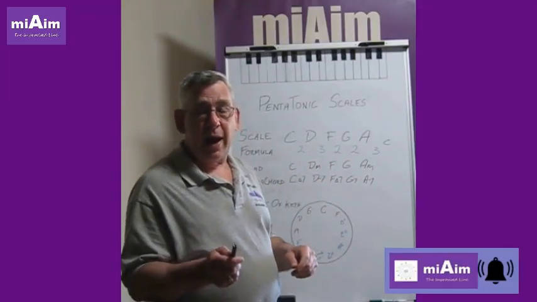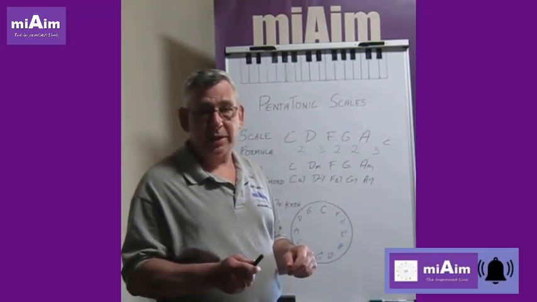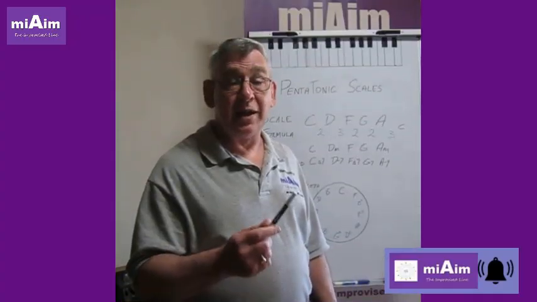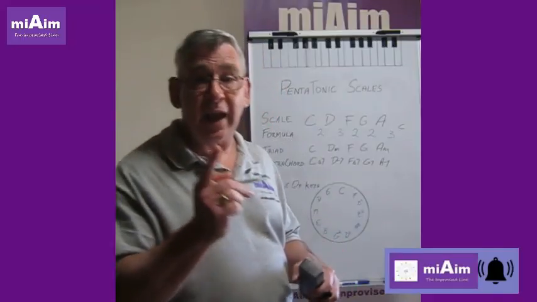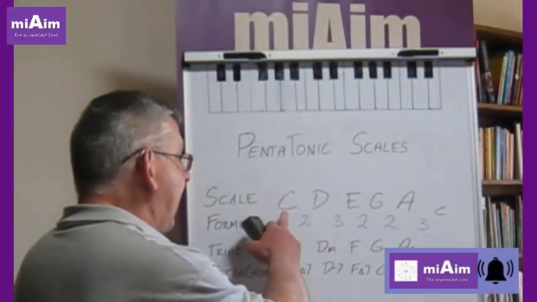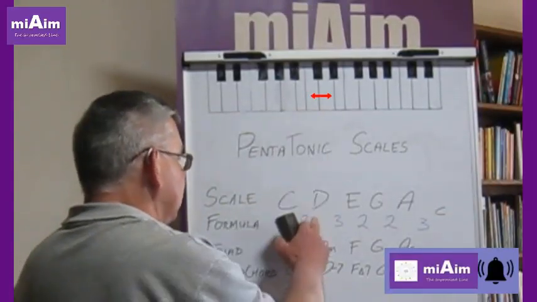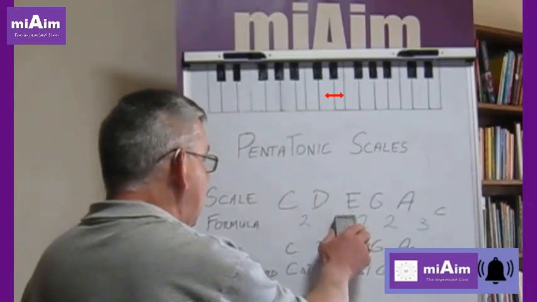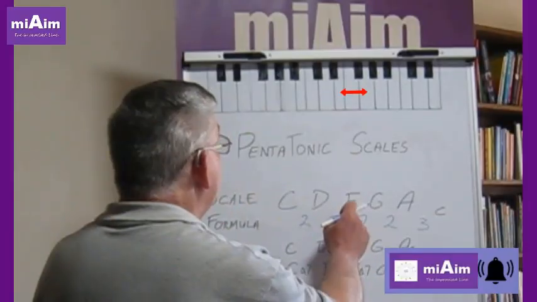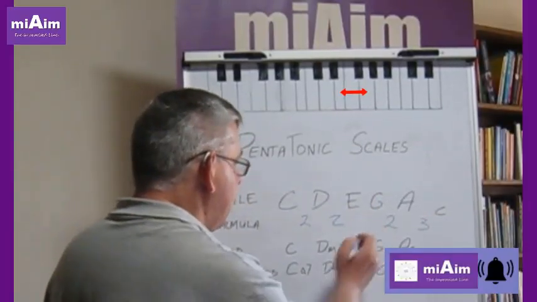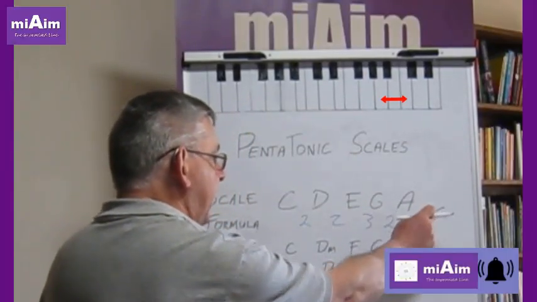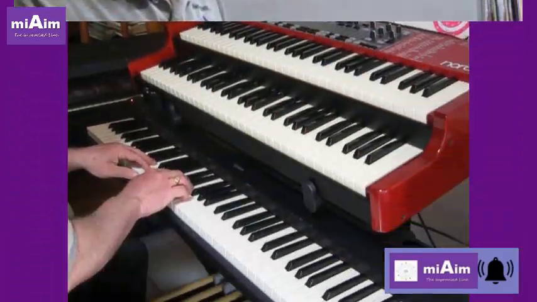Now let's have a look at the major pentatonic scale and see how that's different to the original. The major pentatonic scale uses the note E instead of F. How does that change the formula? We'll still have C to D is 2. D to E will now be a 2, a whole tone as well. E to G, a tone and a half. G to A, still a 2, and then A back to C will still be a 3.